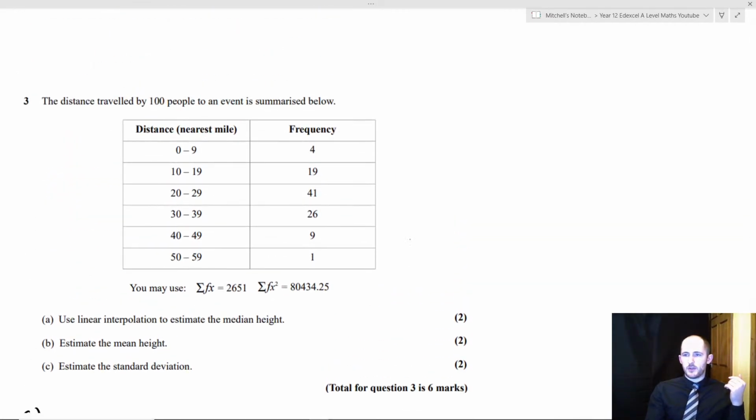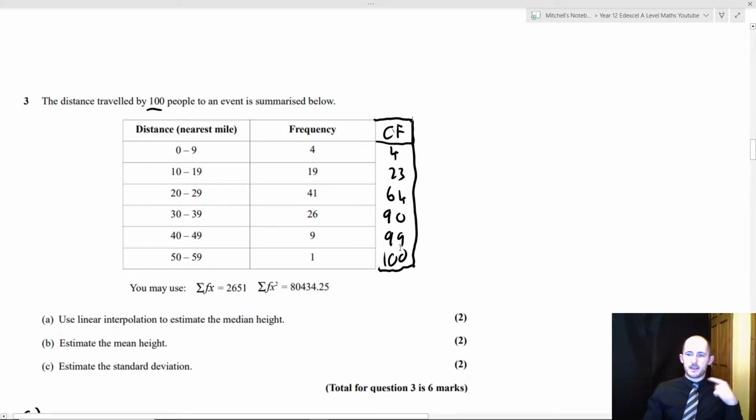We want a cumulative frequency column. So we have 4, 23, 64, 90, 99, 100, which again matches the 100 people here, so we know we're correct. And again, it's important to check that because there are people that have actually made mistakes in this, myself included. The thing is, if you make a mistake, that's fine, if you can spot it. So make sure you check if they've given you the actual total. If they have, then you're in luck. You can just quickly double check it and you'll be fine. But make sure you do double check.